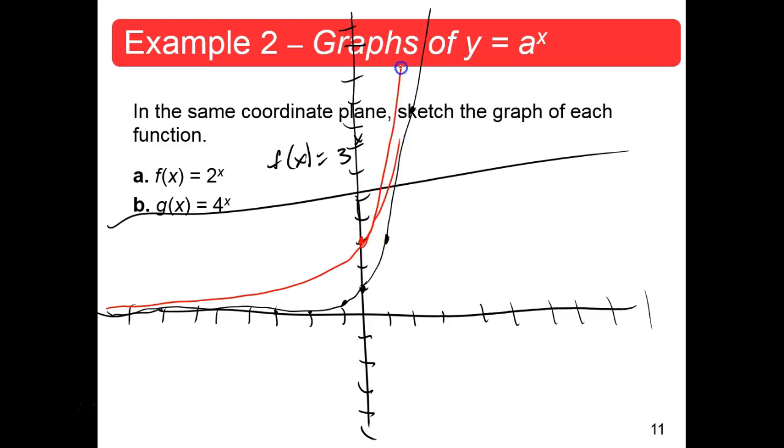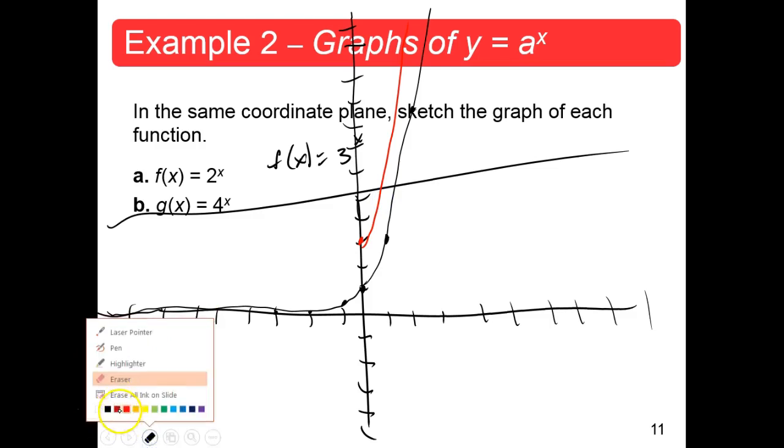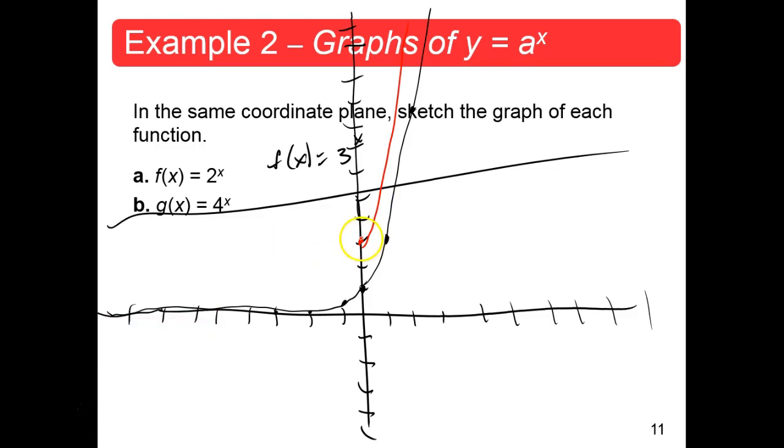Oops. Something like that. Okay? This is going to mess it up, but I've got to do it. Okay? Let me try it again. Okay. What transformation has happened here?